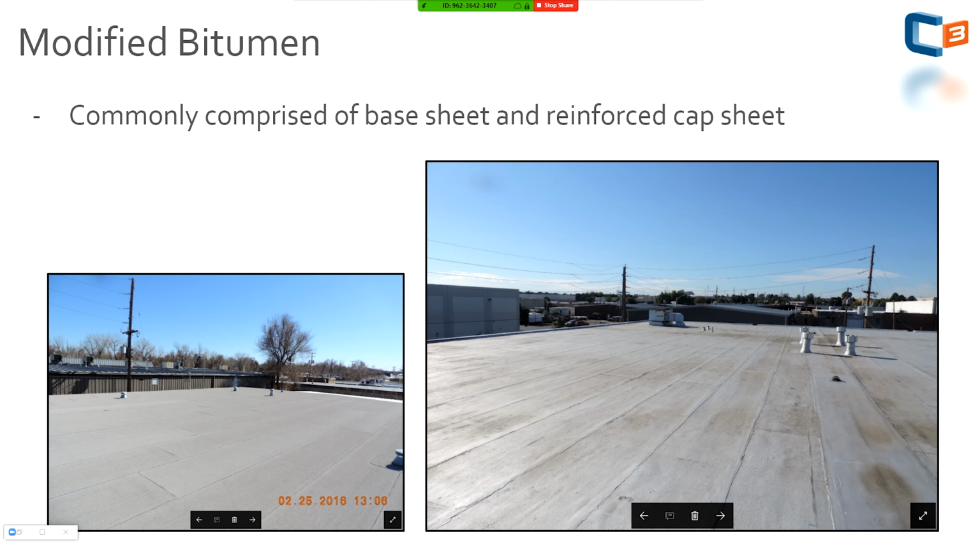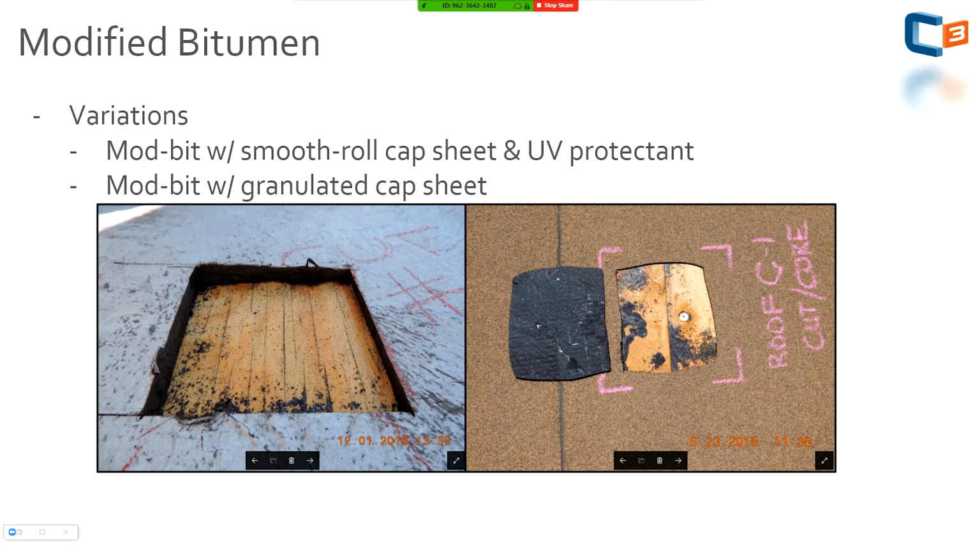composition. Generally, it's granulated or sometimes it's granulated. It has a reinforcement mat and it's covered with modified asphalt on both sides. So similar composition there. It's commonly comprised of a base sheet and a reinforced cap sheet again. So kind of like felt and shingles. So you see the similarities there.